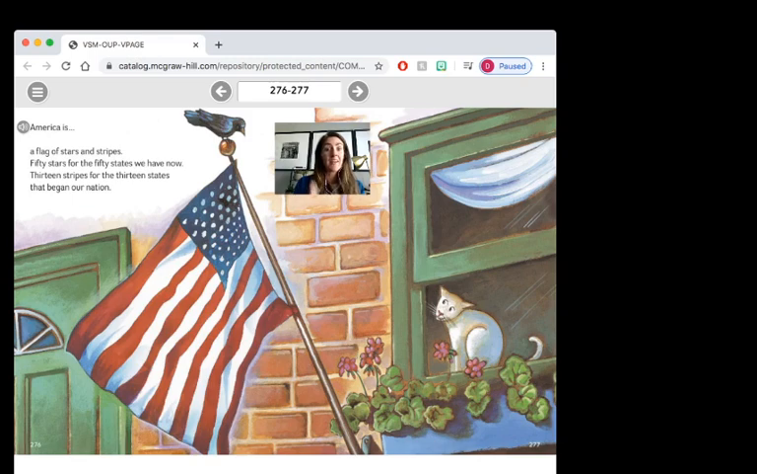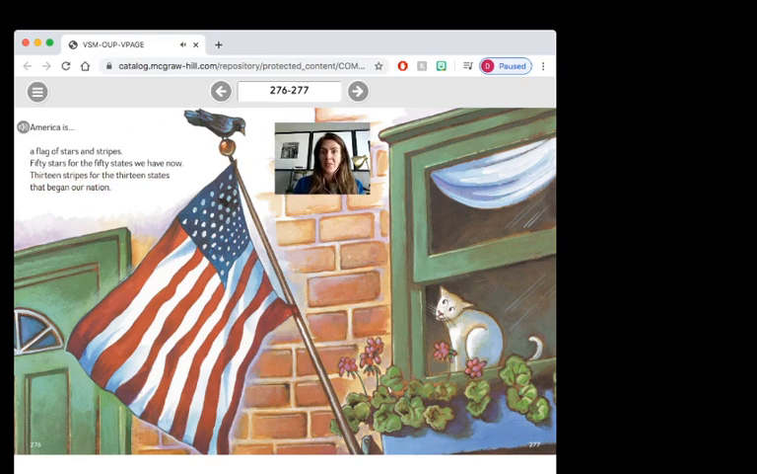The American flag, another symbol of our country you learned about last week. America is a flag of stars and stripes. 50 stars for the 50 states we have now. 13 stripes for the 13 states that began our nation.